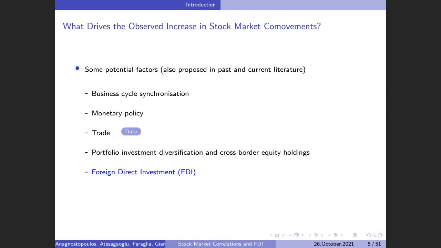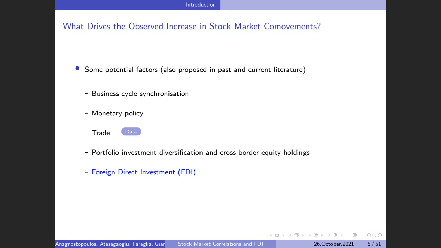So what is our conjecture? Our conjecture is FDI. The reason behind the increase in global stock market correlations is the increase in foreign direct investment levels, a trend that started to show up in the mid-90s.